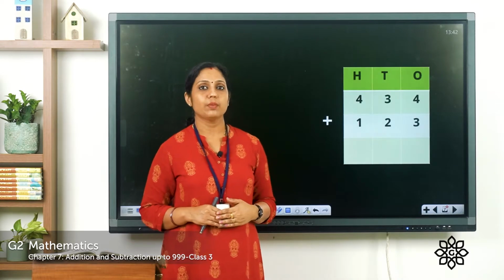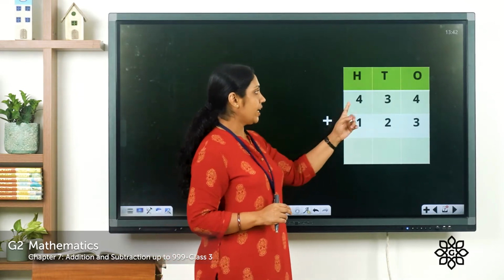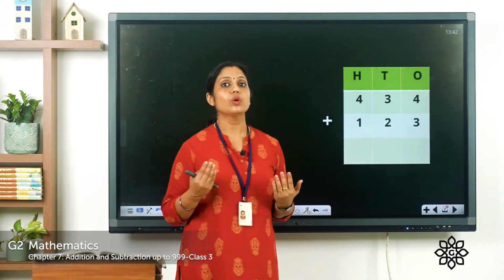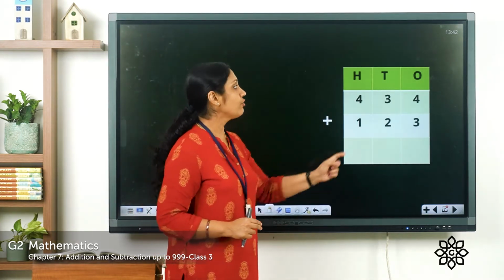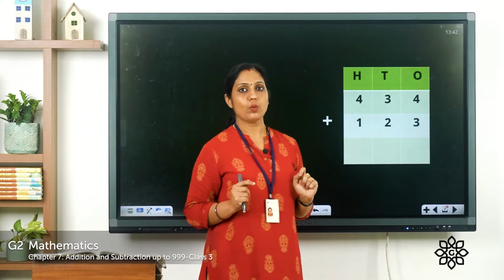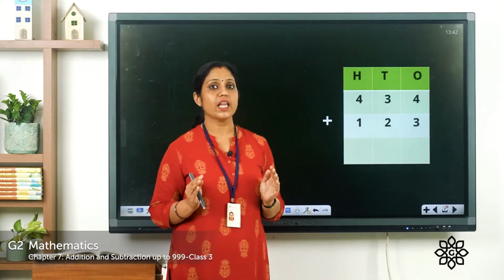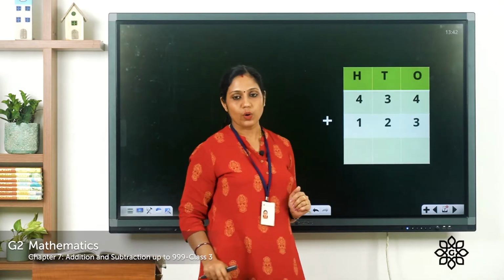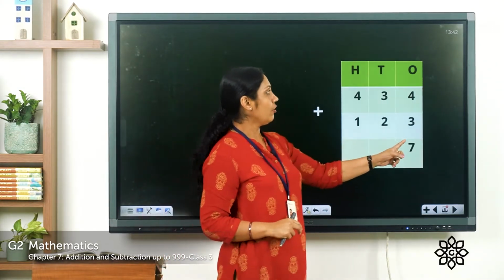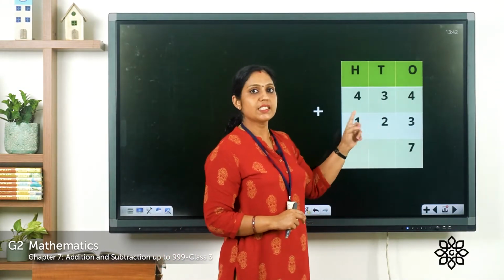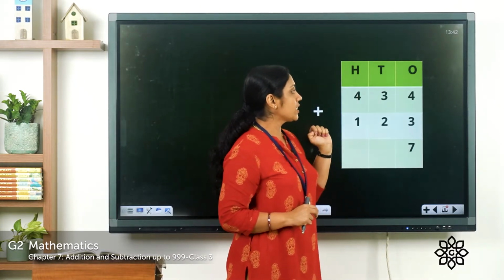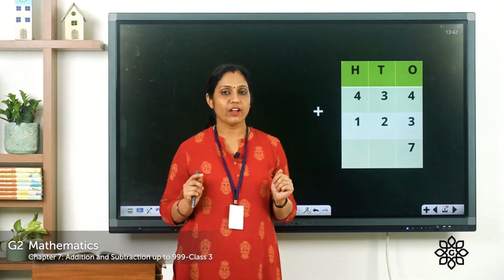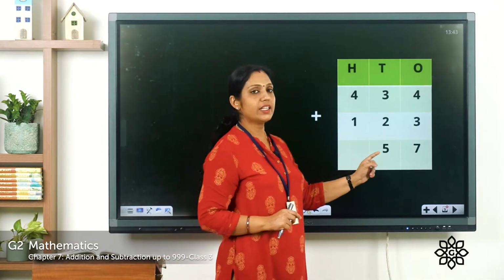Let's look at these numbers. We have 434 plus 123. Look at the ones place. We have 4 plus 3 in the ones place. How much is 4 plus 3? It is 7. So 7 we'll write down here in the ones place. After that, we'll move on to the tens place. In the tens place, you can see 3 plus 2. How much is 3 plus 2? It is 5.